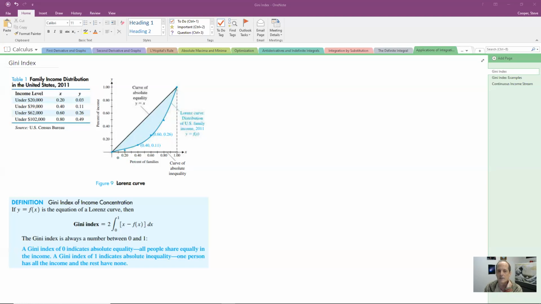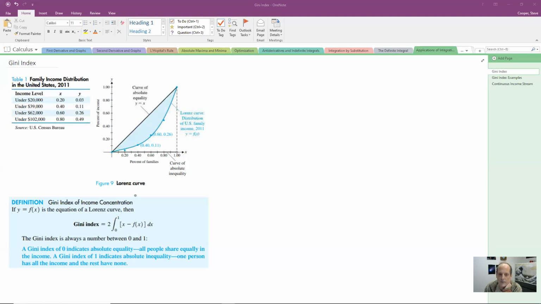So you've heard Bernie Sanders talking about the top 1%. That's basically if my line looked like this, and then just shoots up there, and you've got this huge area calculation, multiply it by 2, and you're getting pretty close to 1, which would be a terrible distribution of income. So that's what this calculates, and it uses this integral.